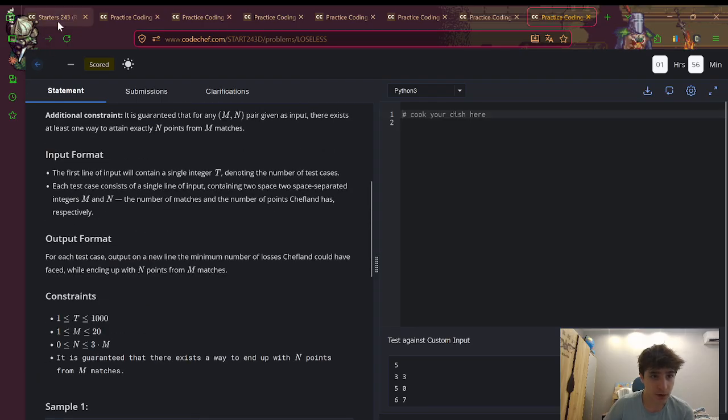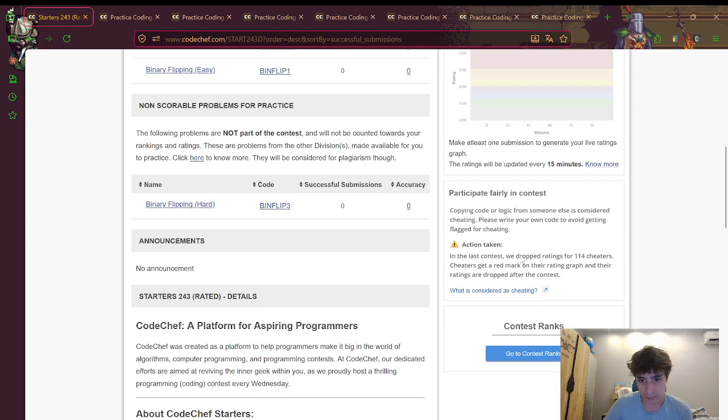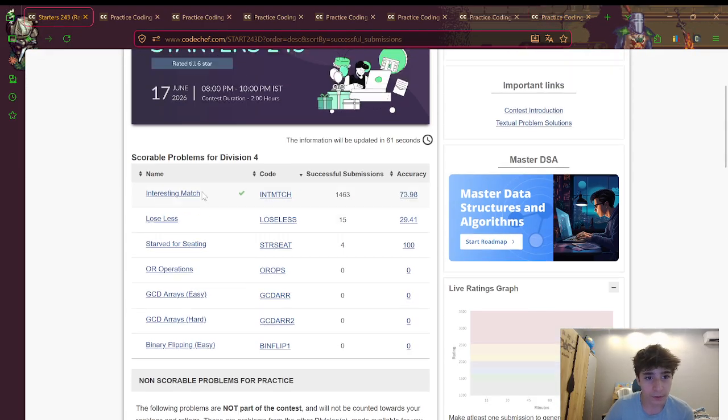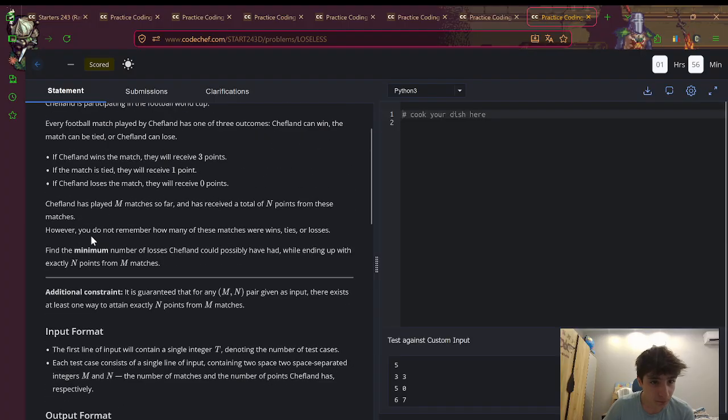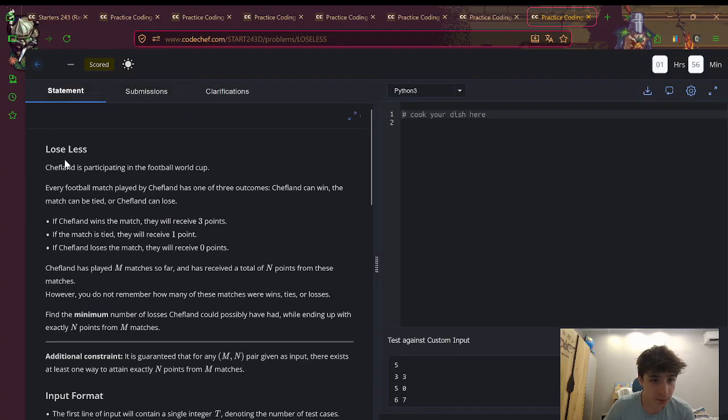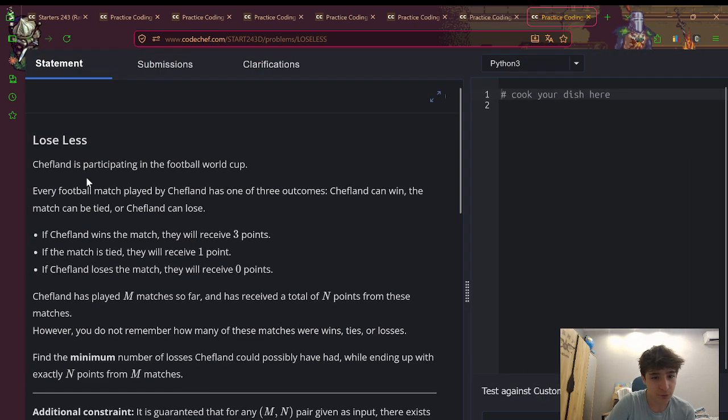We got Lose Less, and is there something new? Okay, then we go to Lose Less. Sheffield is participating in the Football World Cup. That's pretty good. Every football match played by Sheffield has one of three outcomes. Sheffield can win, the match can be tied, and he could lose.